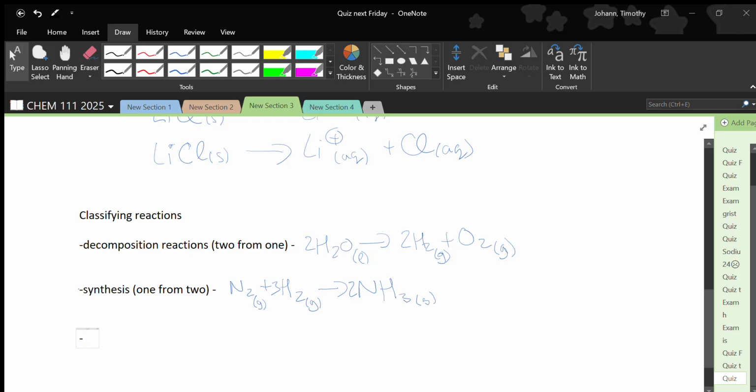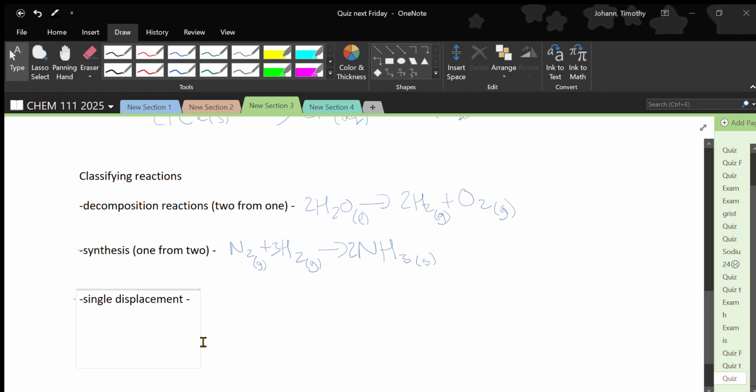Another one of these we call single displacement reaction. This one's a little more complicated. Single displacement. Okay? And so for single displacement, what I have is a kind of lonely element. One element by itself switches partners with an element that has a partner. So if you look at your book, it has these cute little pictures of people dancing. And we're going to contrast that with double displacement.